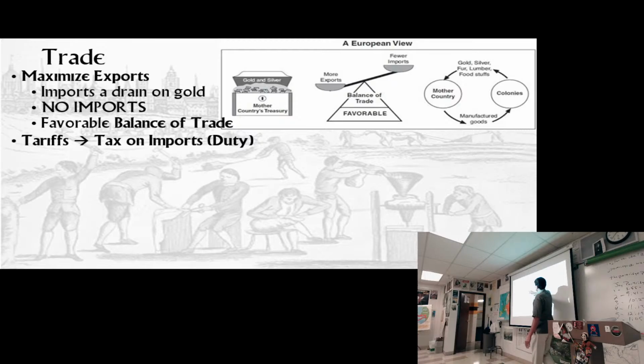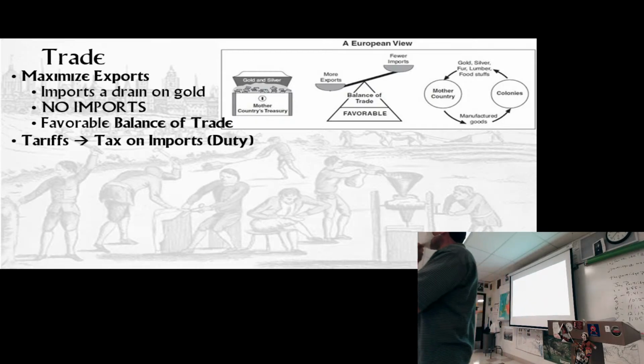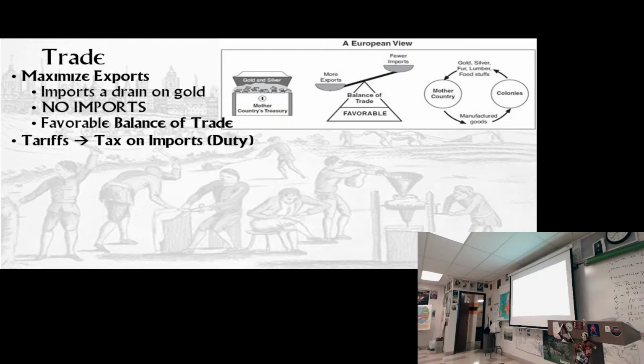How do you do it then? Maximize exports. No imports. Exports, so gold is coming from other countries. So Britain wants France to buy from them, or vice versa. And a tariff is a tax on imports. Another name for a tax is a duty. It raises the price of imports because the tax is passed on to the consumers. The consumers don't want to pay the tax, so they'll buy local goods. In fact, there's a term for this, protectionism, because it protects your manufacturing or your farmers.